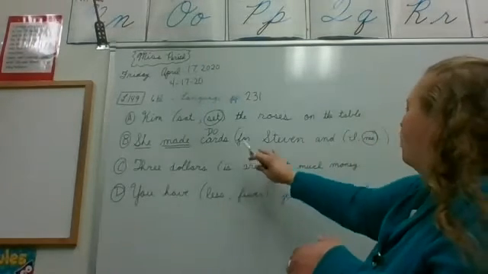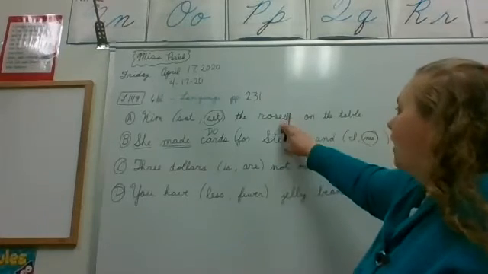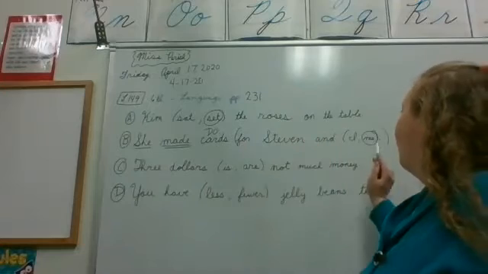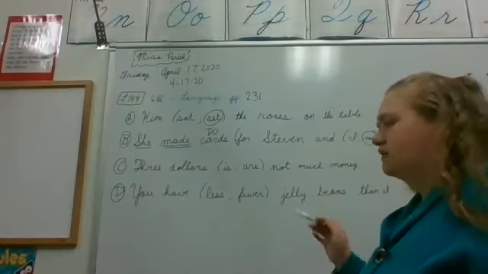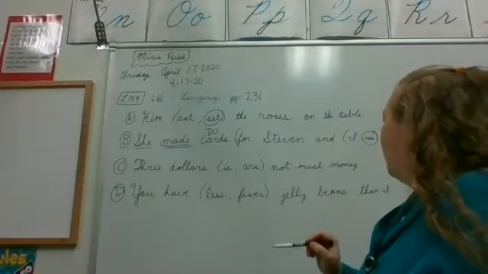So she made the cards for Stephen and me. One way you can check this is to take out the second name and say she made the cards for me. You wouldn't say she made the cards for I. Okay, so that's another way to check it.